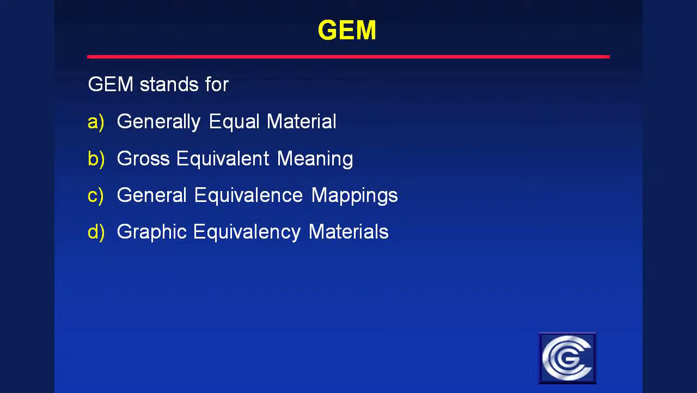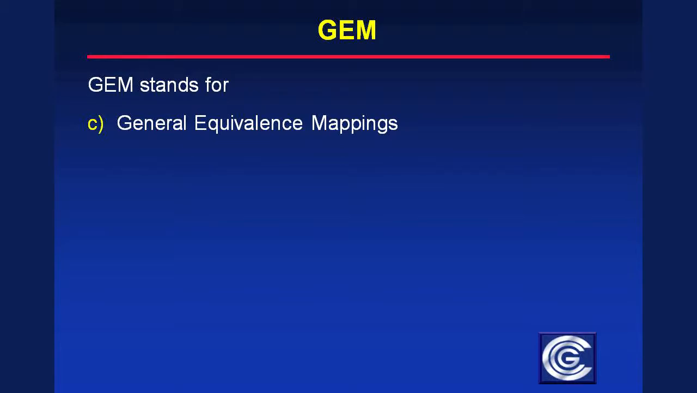Now let's take a few seconds to check your comprehension of the key points in this program. You can skip the following few questions if you're in a hurry, but come back later on and try them. GEM stands for A, generally equal material, B, gross equivalent meaning, C, general equivalence mappings, D, graphic equivalency materials. The correct answer is C, general equivalence mappings.